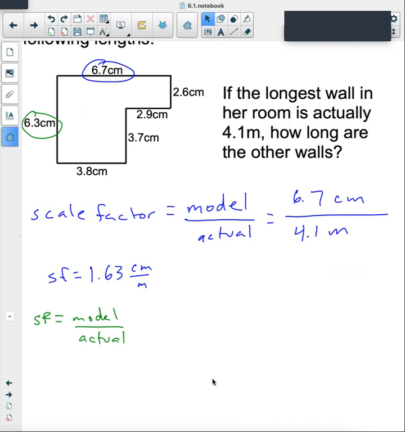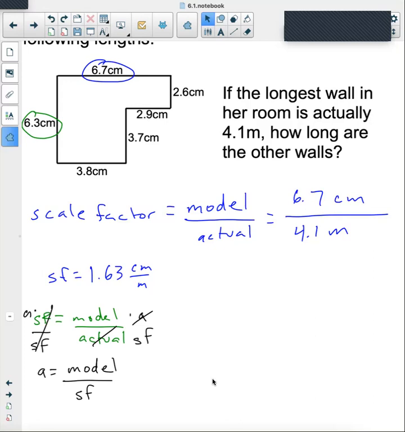We are calculating for actual. So currently we are dividing by actual, so we will multiply both sides by actual. I'm just going to use A. Anything divided by itself cancels out. And remember, we're solving for actual, so we still need to divide both sides by scale factor. Anything divided by itself cancels. So my actual measurement is equal to the model measurement divided by the scale factor.